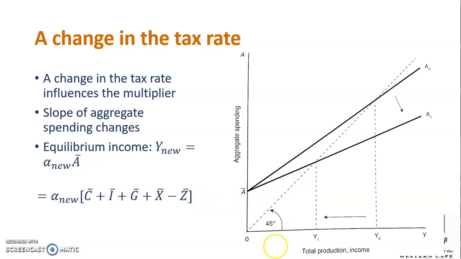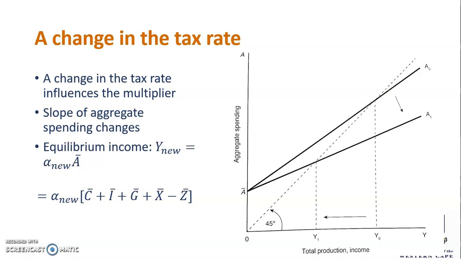Initially, our autonomous expenditure is here. This line is the initial line, this is our Y line, the 45 degree, and this is our A line, the aggregate expenditure line. Where they meet is the equilibrium, and if we extend this all the way down, this is our initial level of income. Then obviously, if the tax rate increases, because of the increase in tax rate, a smaller part of income is now available for induced consumption.